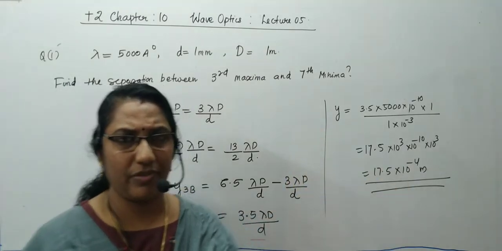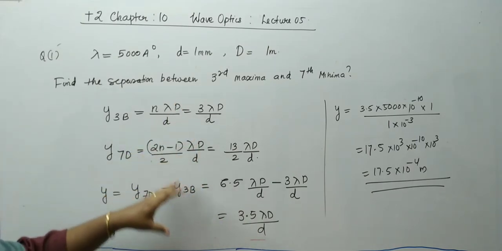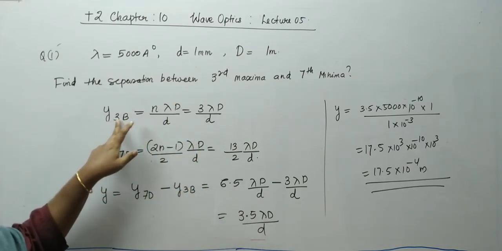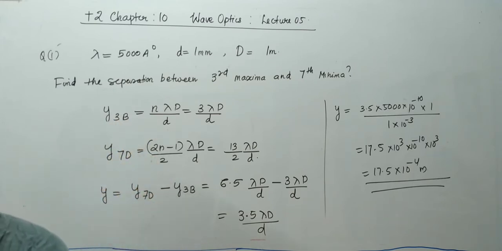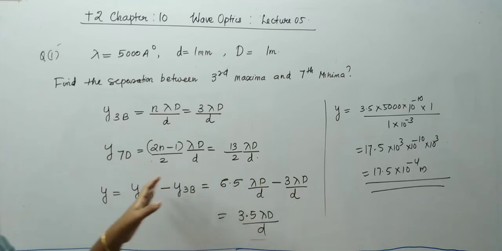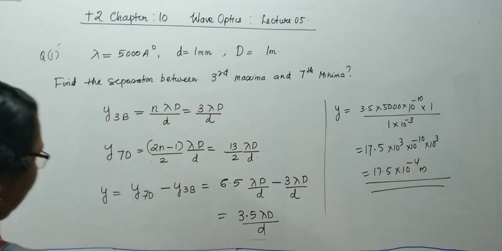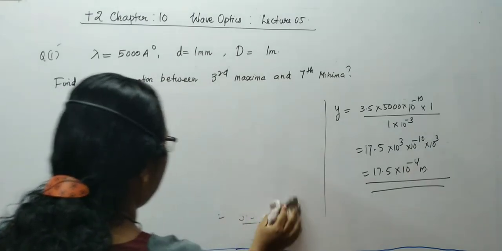Almost the same thing. Whatever the question may be, the procedure is the same. What is the procedure? You have to take the position of the nth bright band, the third bright band, and the nth dark band, the 7th dark band. The distance between the two is equal to y 7th dark minus y third bright. Clear? The questions will be like this. Then another related question.